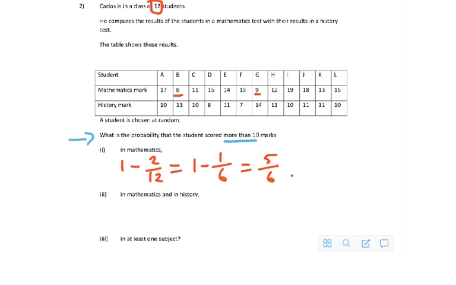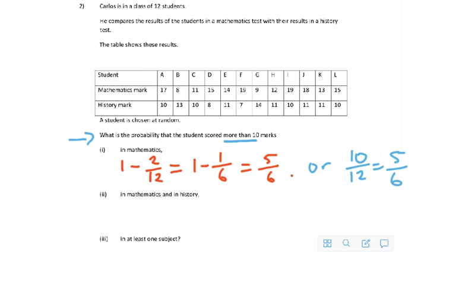So just to check, if we count all of the other ones here, we get 1, 2, 3, 4, 5, 6, 7, 8, 9, 10. So we could have said 10 out of the 12, and we get the same answer when we simplify by dividing by 2 in the numerator and denominator. So 2 equally good methods to solve that question.